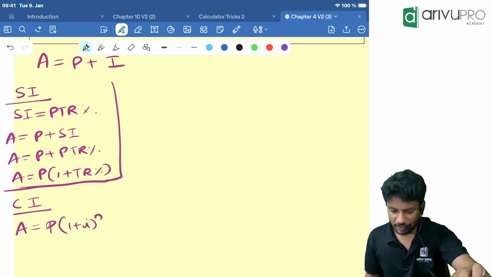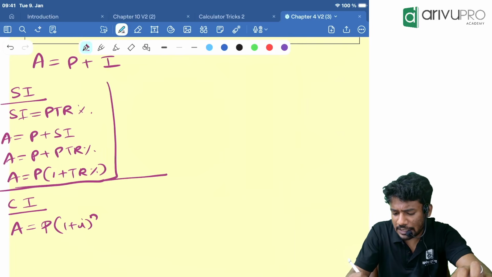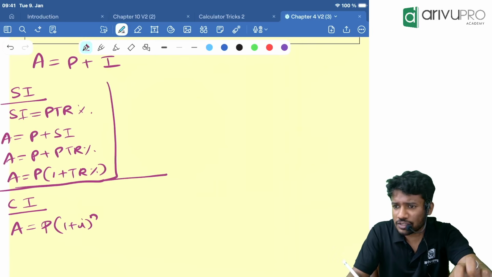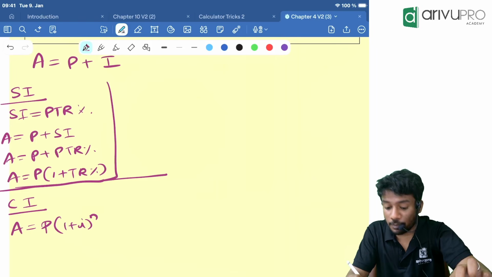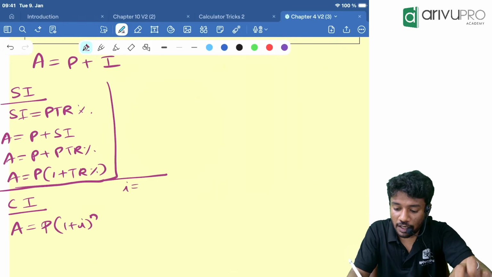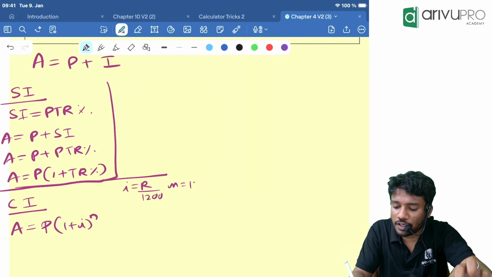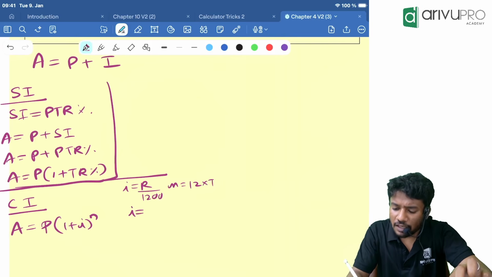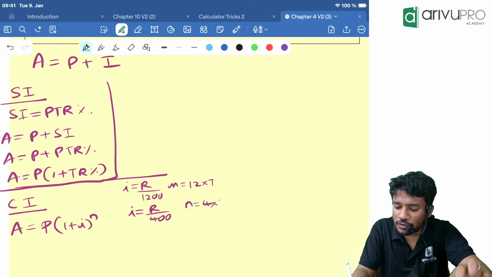Now, if annual compounding is happening, will I change? No. Will N change? No. If monthly compounding is happening, I will become what? R divided by 1200. N will become what? 12 into time period, number of years. Then if quarterly compounding is happening, R divided by 400, then N will become 4 into time period.